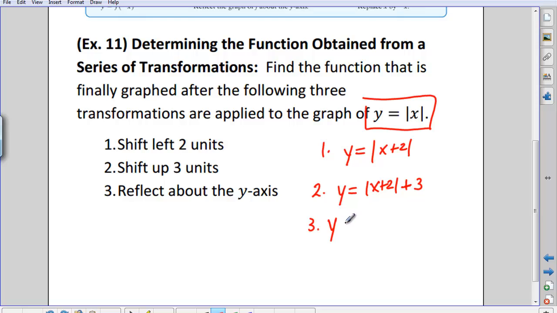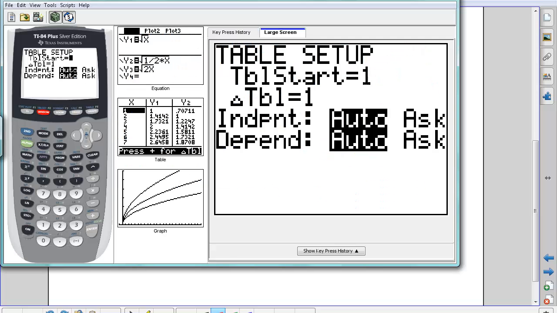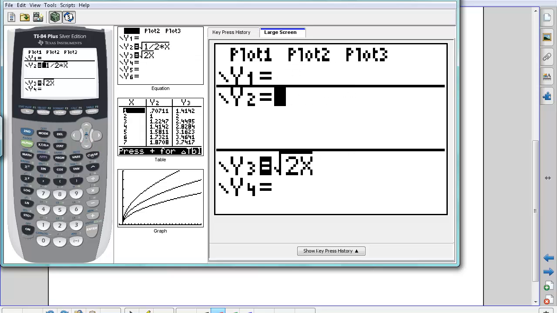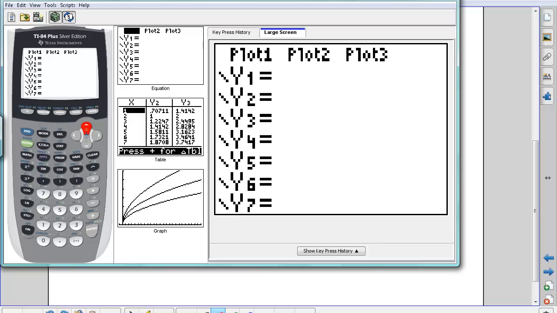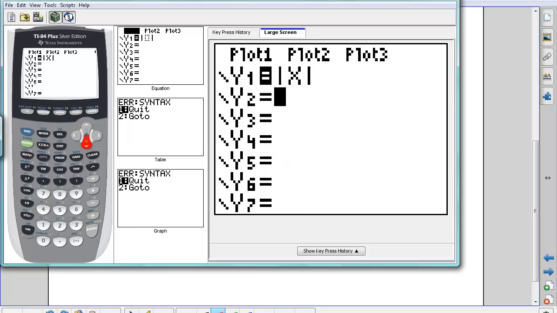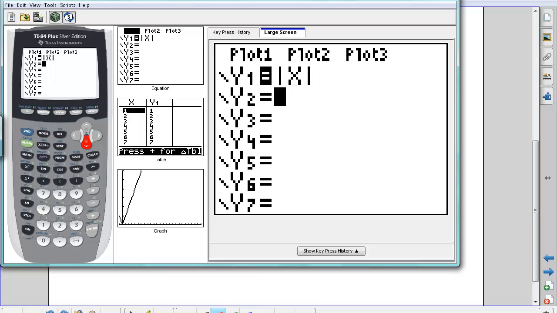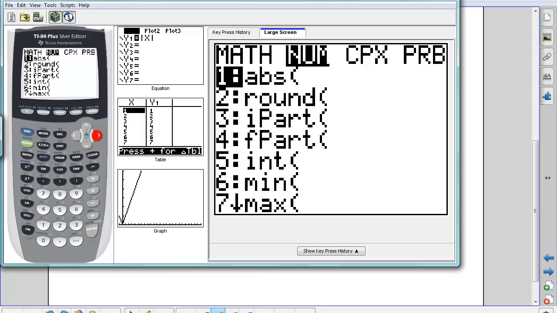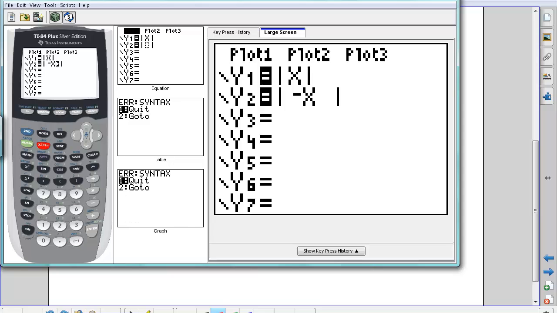And the last piece, and step 3, reflect about the y-axis. That means my x just becomes a negative x. And that's it. And you can actually graph these if you want to do so. Clear this out. So first I need the absolute value of x. And to get that absolute value, that's under your math menu. You hit math, and then hit to the right one, and there's that first one, ABS, is absolute value. That was a negative x plus 2 plus 3.